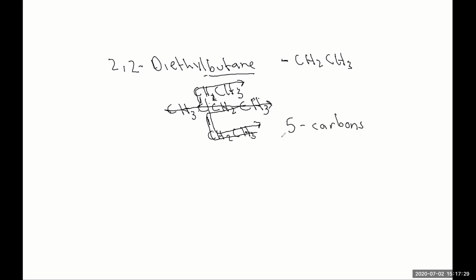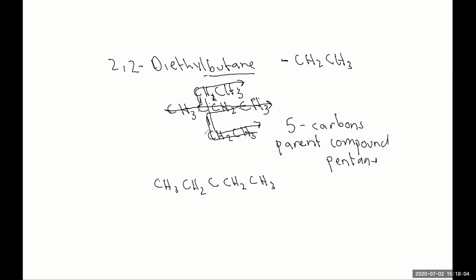So the parent compound is not butane, it's pentane. Okay, so let's redraw it. Let's redraw it from here. Well, let's just draw it from this end. So it would be CH3, CH2, C, like this, CH2, CH3.